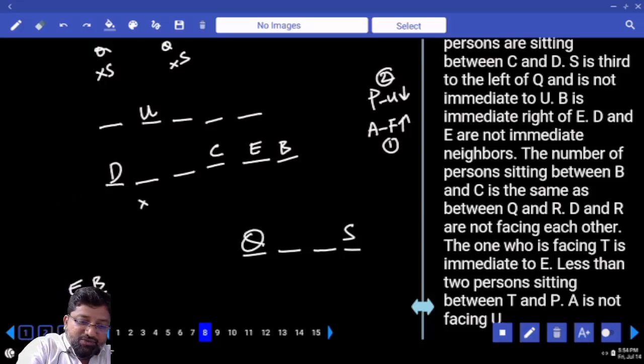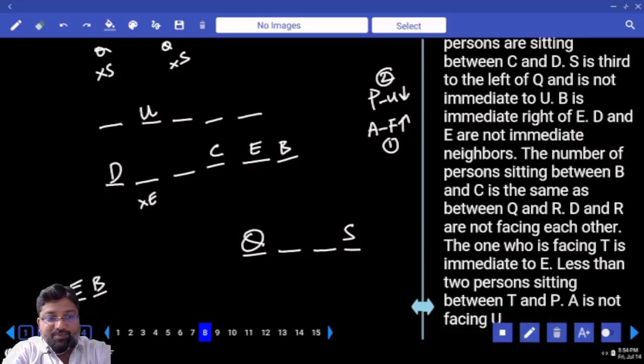This position is not meant for E. I can't take E there. Automatically we are left with how many possibilities? Only 1 possibility. Now what is the problem here, ante?